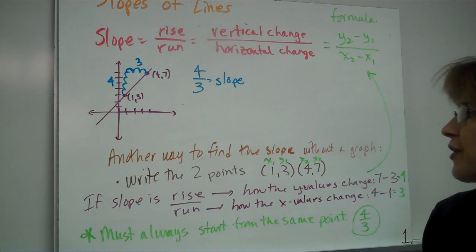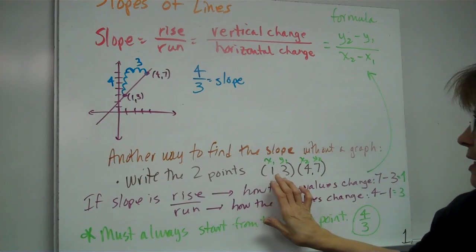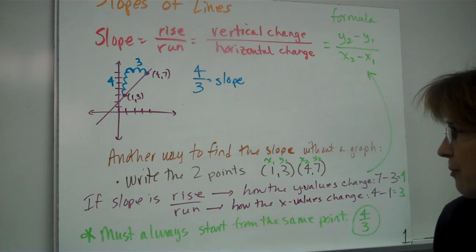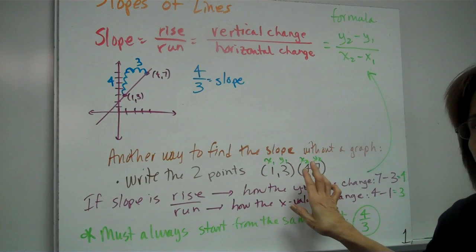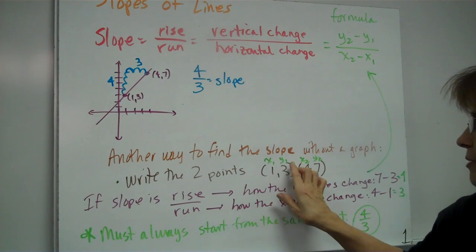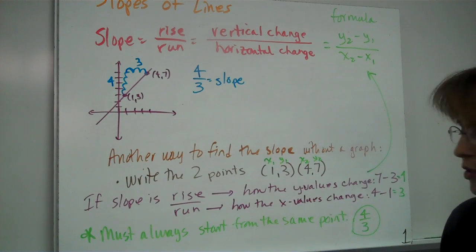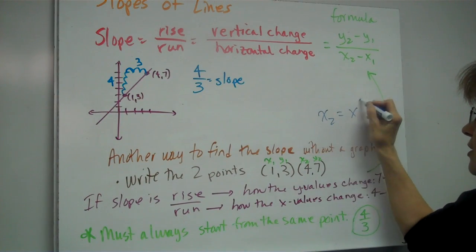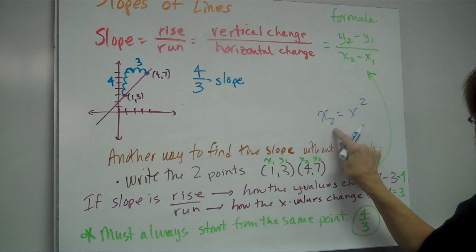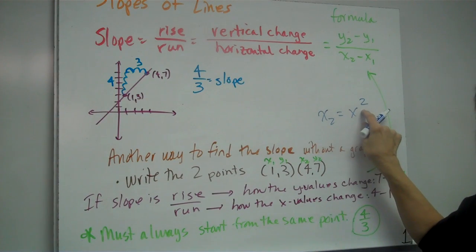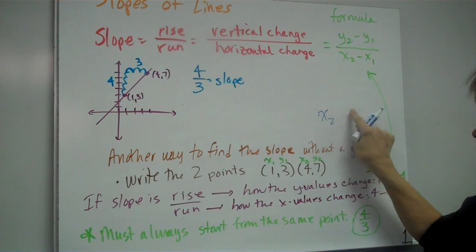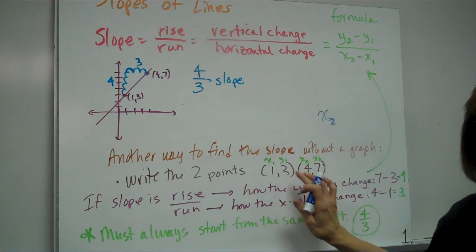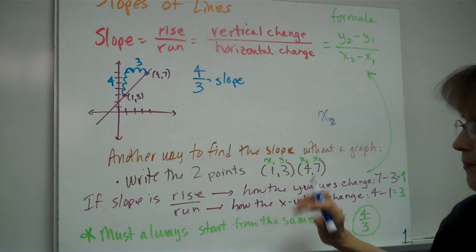Another way to find the slope without a graph is to write down the 2 points, for example, (1, 3) and (4, 7), and you can label them as x, y, but because you have 2 of them, you want to go x sub 1, y sub 1, x sub 2, and y sub 2. Now that's not the same thing. x sub 2 does not equal x squared. See the difference? One's on the bottom, and one means x times x. So it's not what we're talking about here. Okay, they're not equal to each other. So x sub 2 is just the x value of the second point.